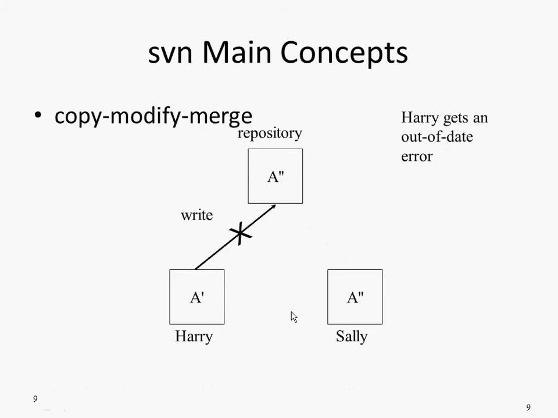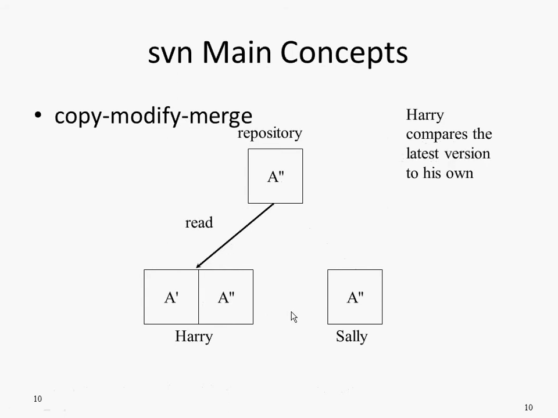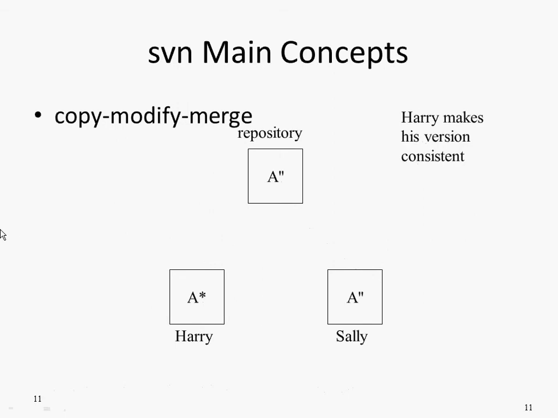In other words, you would overwrite Sally's changes. There's a conflict here. Say there's a merge conflict, a commit conflict. And so what he needs to do is update his file to get Sally's changes, and then he needs to merge them. And sometimes this can be done in an automated fashion. Sometimes it has to be done in a manual fashion.